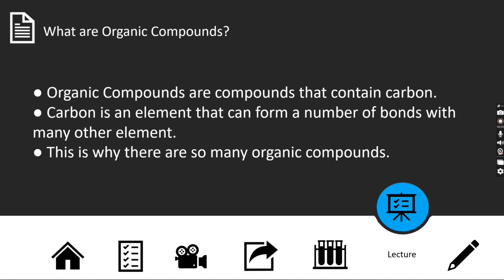Carbon is an element that can form a number of bonds with many other elements. This is why there are so many organic compounds, because carbon can make 4 bonds. If you go forward to take chemistry, you'll know why. We're not going to worry about that here because I don't want to make you cry, but carbon can make 4 bonds. That's why it's so versatile. That's why carbon is considered the element of life. I'm sure you've heard that in documentaries somewhere about carbon-based life forms. Carbon is very versatile because it can make 4 bonds.